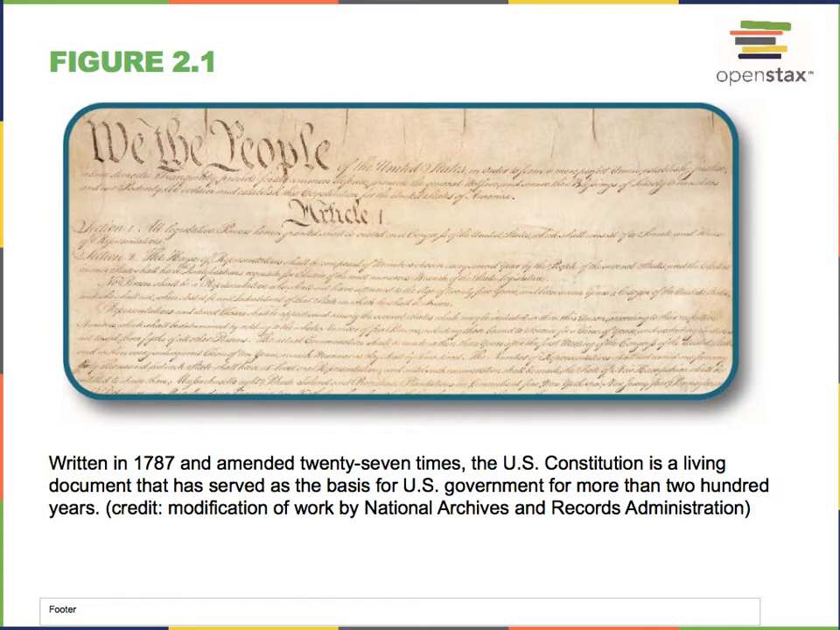So the Constitution, written in 1787 and amended 27 times since, is what they call a living document that serves as the basis for the U.S. government for more than 200 years. It is an incredible document put together by some incredible people. Was it flawless? No. Was it the best thing going at the time? Yes. Is the U.S. flawless? No. Is it the best thing going at the time? I know I'm biased, but I'd say yes.